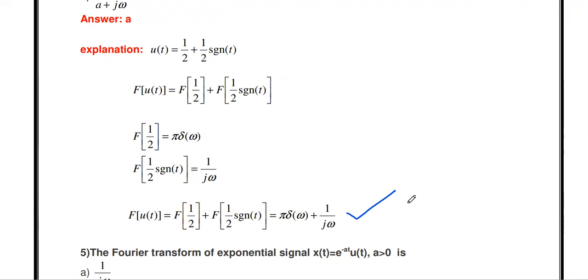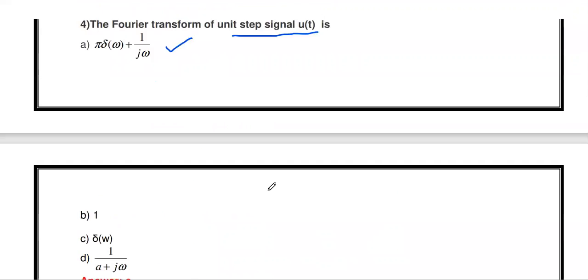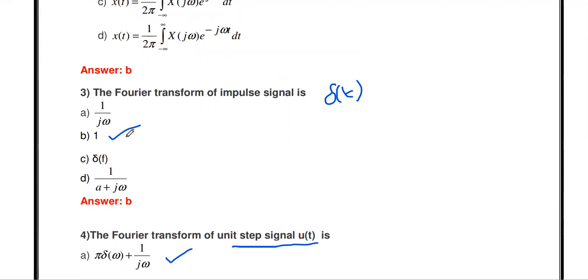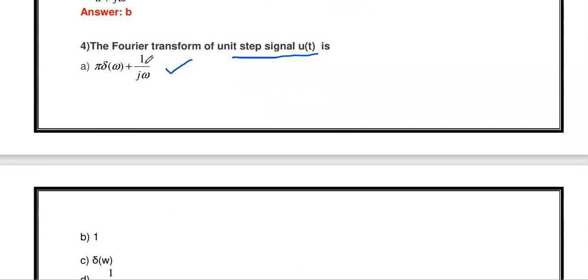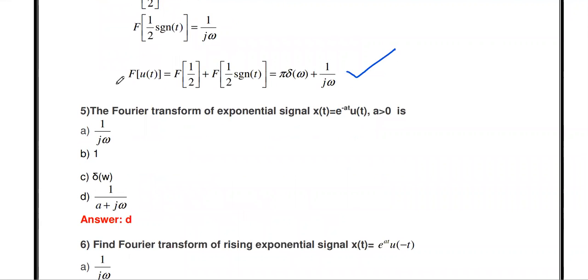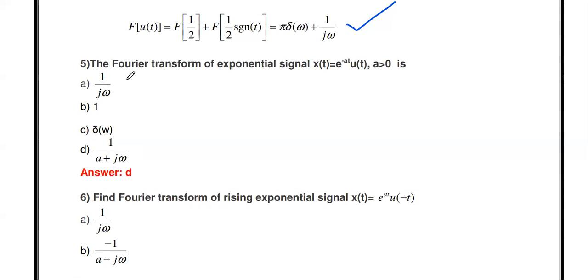Okay, so this is the answer. So you just remember it. For del of t, the answer is 1. For u of t, the answer is 1 by j omega plus pi into del of omega. Okay, then the next one, the Fourier transform of exponential signal x of t equal to e power minus at u of t for a greater than 0. Okay, so these are all the standard signals. So the answer you should remember.